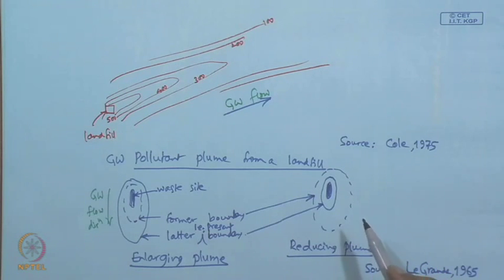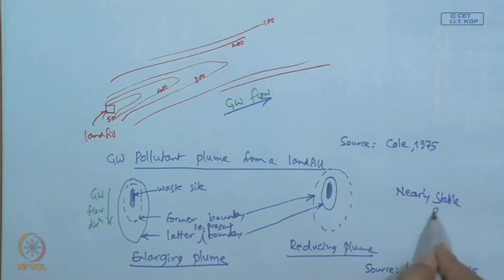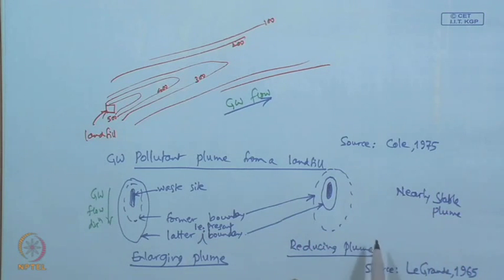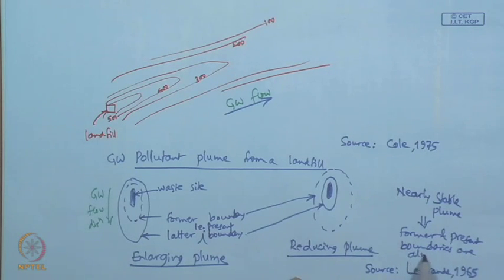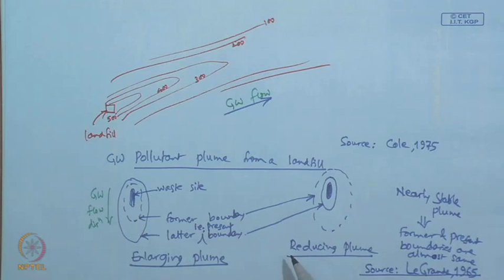And then there can also be a nearly stable plume, in which the former boundary as well as the present boundary are more or less the same. In case of a nearly stable plume, the former and present boundary are almost the same. This is the source, and of course a shrunken plume is largely a reducing plume, wherein the present boundary of the plume is drastically reduced.